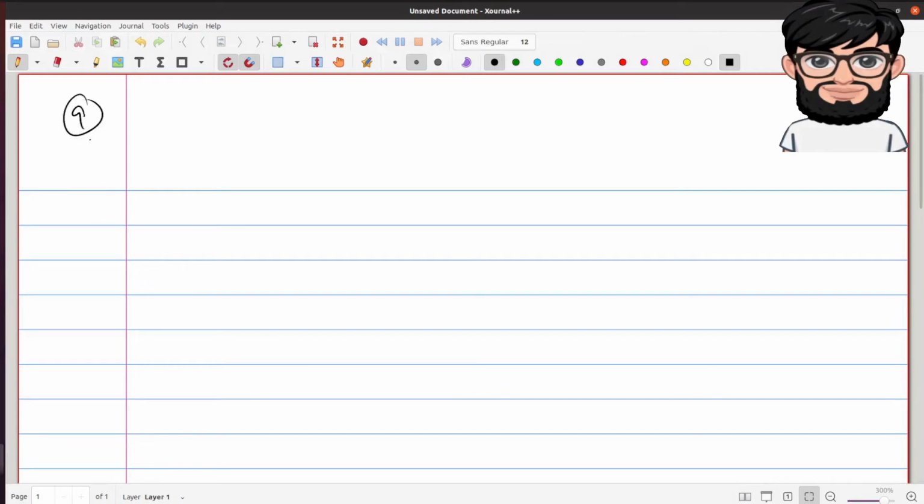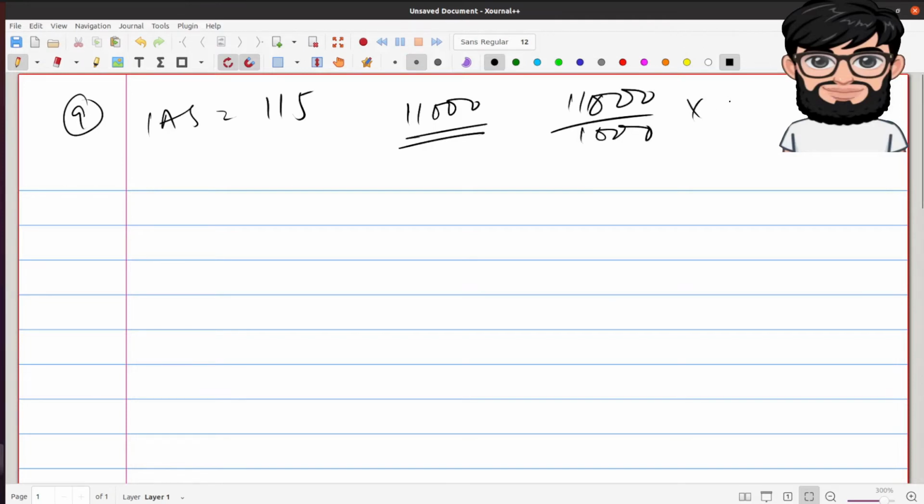Okay, along the same lines, this is going to be the last one. What if we have the IAS equal to 115, and the altitude is 11,000? Again, 11,000 divided by 1000 multiplied by 2 is going to be the increment in the speed, which would make it 22, and the true airspeed is going to be equal to 115 plus 22, which is going to make it 137 knots.